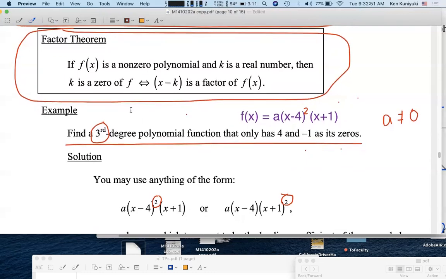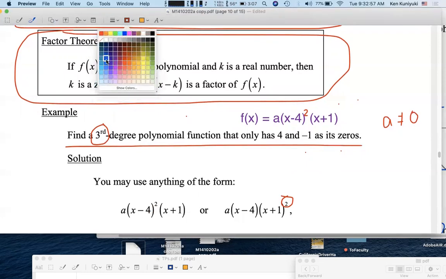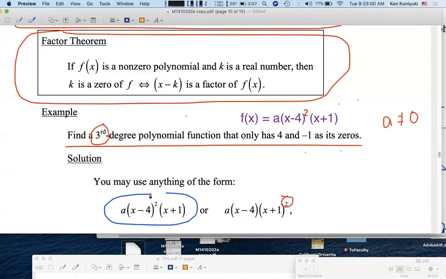Now, what are some differences, by the way? So over here in blue, what's going on with this blue polynomial?